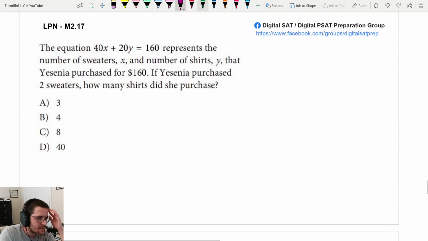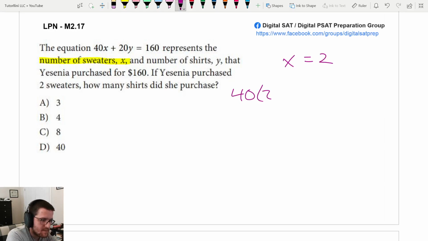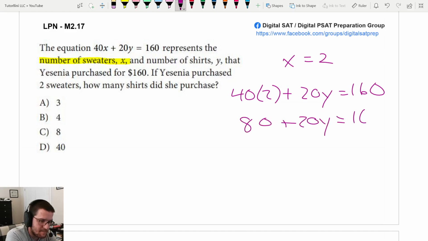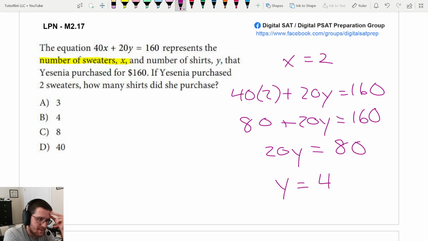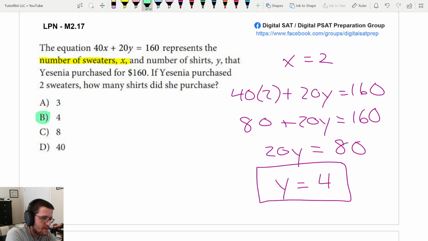Okay, she purchased 2 sweaters, and sweaters is x. So x equals 2. So we're going to put that in the equation. 40 times 2 plus 20y equals 160. 80 plus 20y equals 160. Subtract 80 from both sides, and we get 20y equals 80. Divide 20 on both sides, and we should get y equals 4, which is the number of shirts. That is answer choice B. Great, let's keep going.